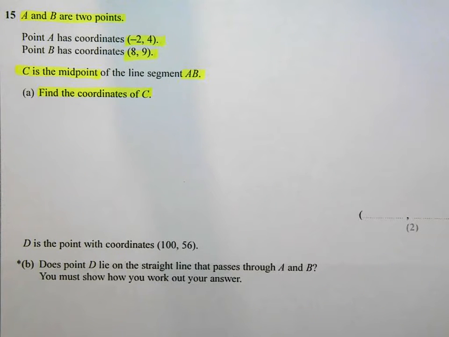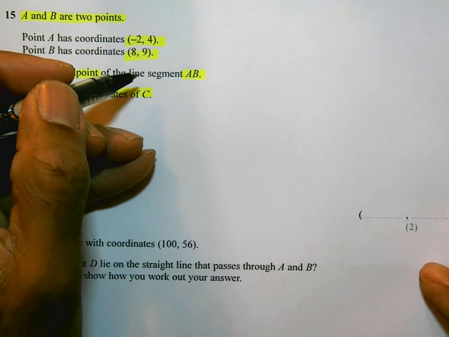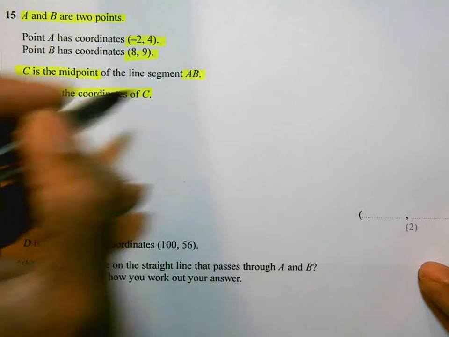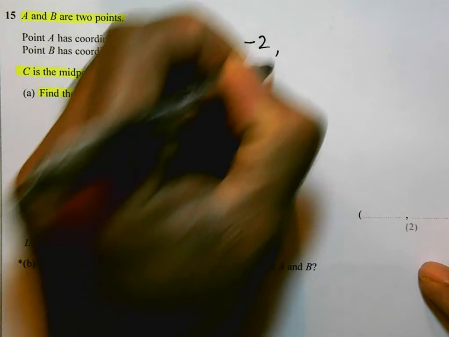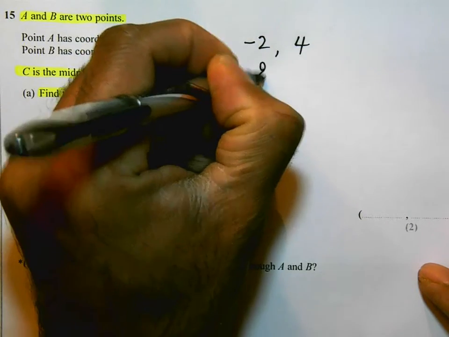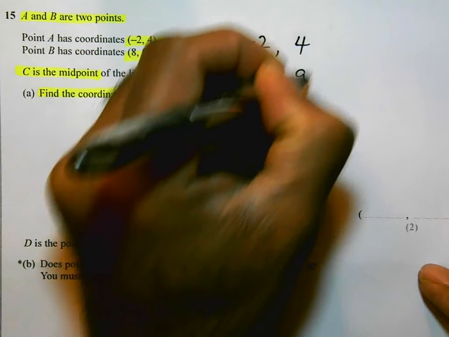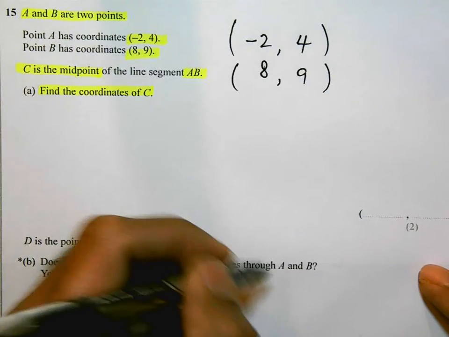Basically it means we need to add the two coordinates and divide by 2. So add the x coordinates, add the y coordinates. So I have (-2, 4) and (8, 9). I need to add the x coordinates, add the y coordinates, and the answers I get, I'm going to divide by 2. So let's go about that.